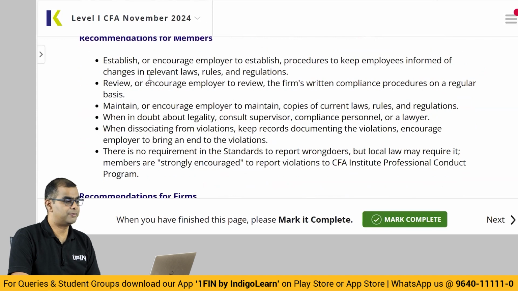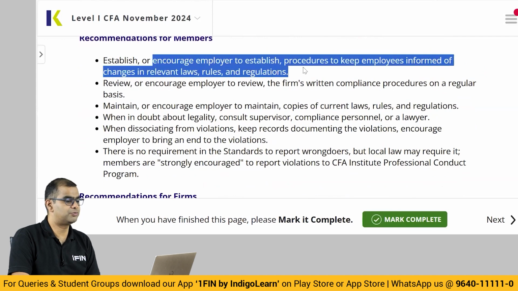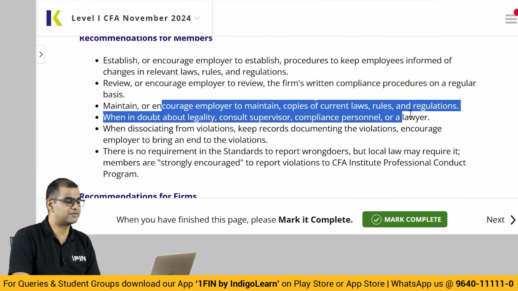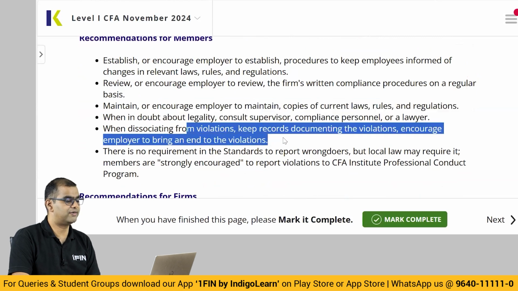What are the recommendations for members? Establish or encourage employers to establish procedures to keep employees informed of changes in rules and laws. So everybody should be aware. Review or encourage employers to review the firm's written procedures on a regular basis. Encourage the employer to maintain copies of current laws, rules and regulations. When in doubt about legality, consult a supervisor, compliance person or lawyer. When dissociating from violations, keep records documenting the violations. Encourage the employer to bring an end to the violations.